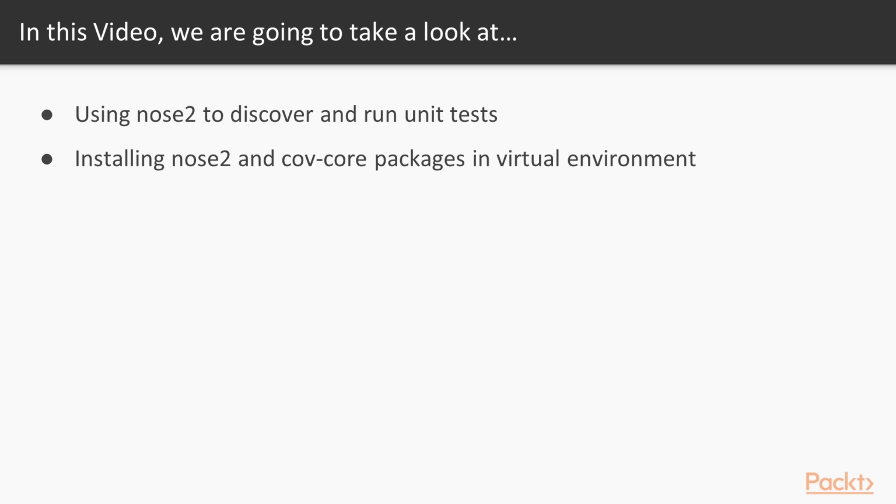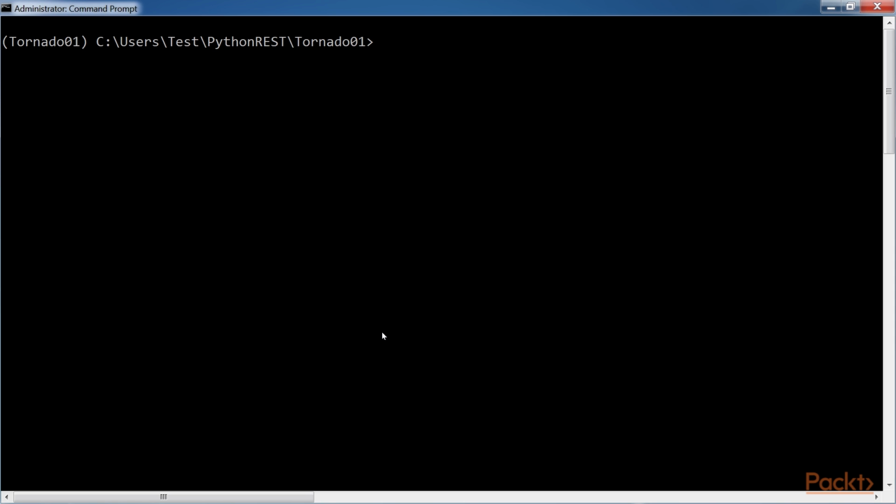In this video, we will use Nose2 to make it easier to discover and run unit tests. Also, we will install the Nose2 and CoveCore packages in our virtual environment. Before you install the Nose2 and CoveCore packages, make sure you quit the Tornado HTTP server. Remember that you just need to press Ctrl+C in the terminal or command prompt window in which it is running.